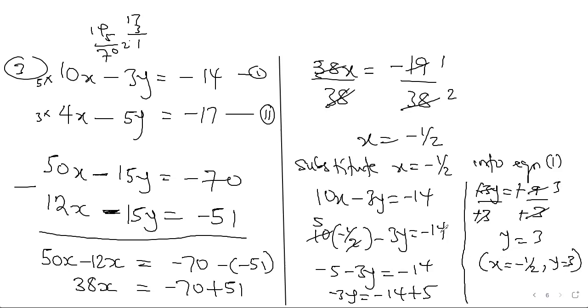Okay. So I hope that is clear now. Don't forget the rule. When you have the same sign, use negative to eliminate. When you have different signs, use positive addition to eliminate.